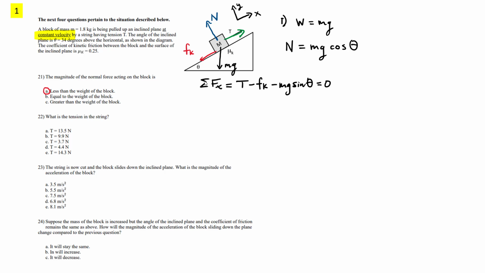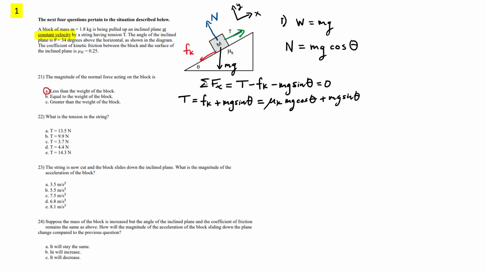So right away I should be able to write an expression for my tension force. The tension equals Fk plus mg sine theta. All right, now how do you write down Fk? Well, it's the coefficient of kinetic friction multiplied by the normal, mg cosine theta, and then plus mg sine theta.